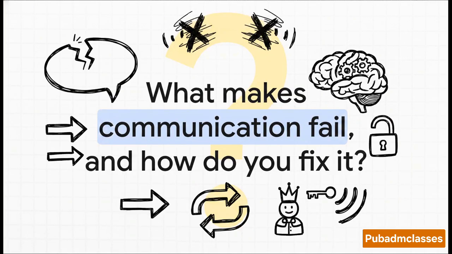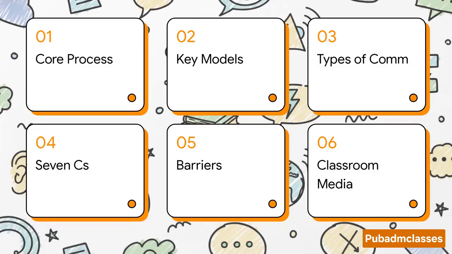So, here is a really fascinating question to kick us off. What actually makes communication fail, and how on earth do you fix it? I mean, it sounds like a simple problem, right? But understanding the precise mechanics of miscommunication is literally the key to mastering both the UGC NET exam and your real-world interactions. The exact moment you understand where a message breaks down, that's the moment you become a master communicator. Okay, let's dive into this.